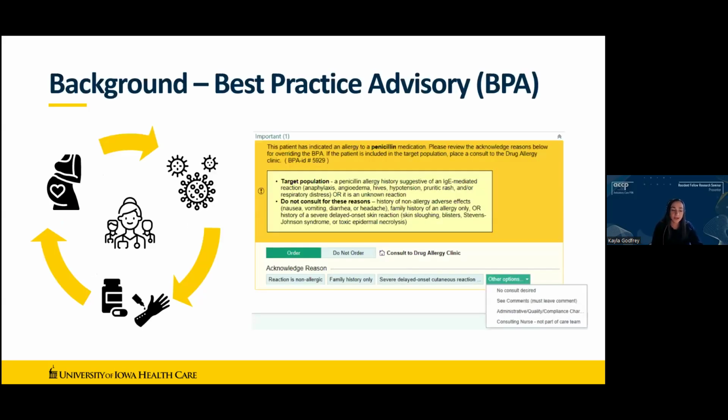In order to identify these patients, our obstetric team, along with our allergy team, which includes a pharmacist, and our antimicrobial stewardship team, came together to create this best practice advisory, or BPA, shown on the screen. As you can see here, it identifies patients with a penicillin allergy, specifically obstetric patients. The obstetric staff then has the opportunity to either order a consult to drug allergy clinic or decline the order and give an acknowledgement reason.